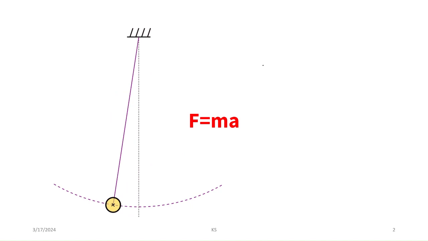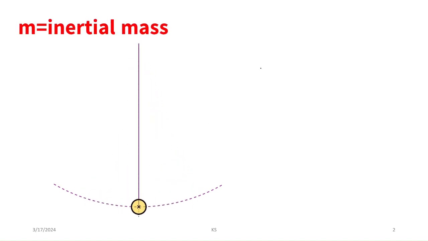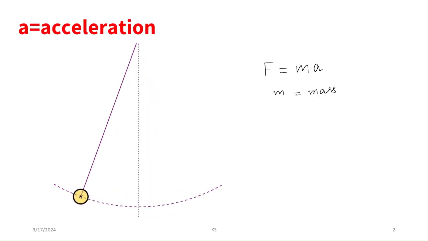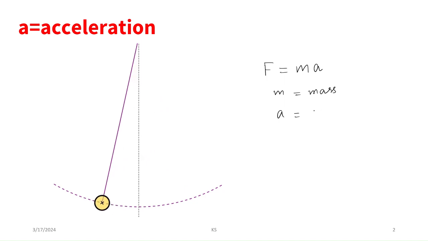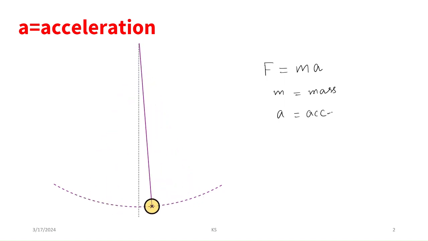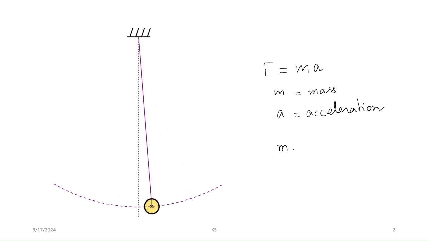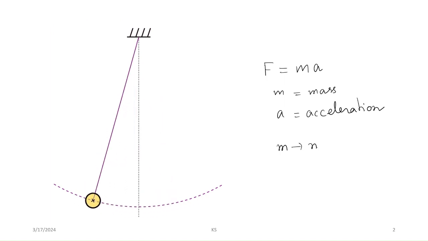According to Newton's second law of motion, the force acting on an object is equal to the product of its mass and acceleration, that is, F equals ma. In this equation, m represents the inertial mass of the object. This law implies the greater the mass of an object, the greater the force required to accelerate it at a given rate. Inertial mass is a fundamental concept in classical mechanics and plays a crucial role in understanding and predicting the behavior of objects in motion.